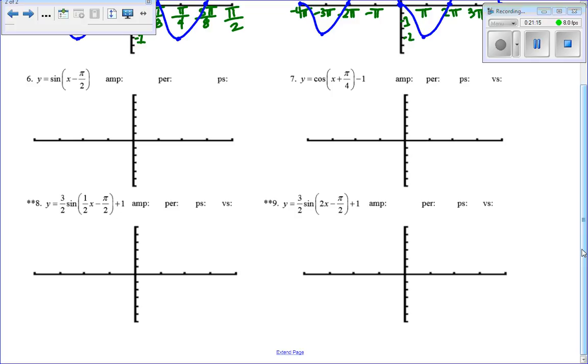Power. All right, number 6. Ooh. 8 and 9 are fun. All right, number 6. What's your amplitude? What's your A value? 1. What is your B value?